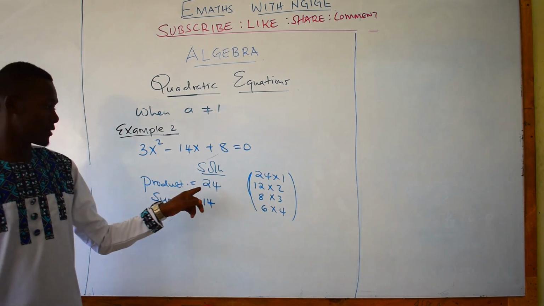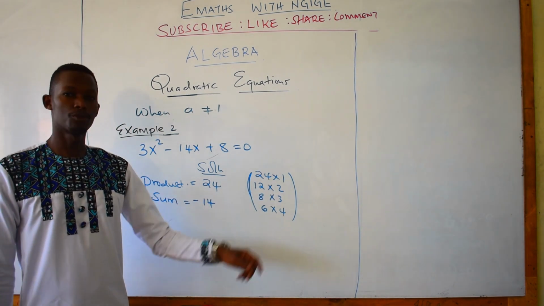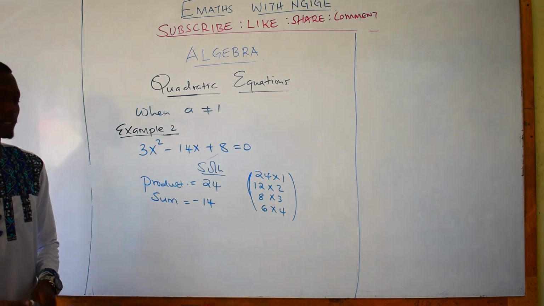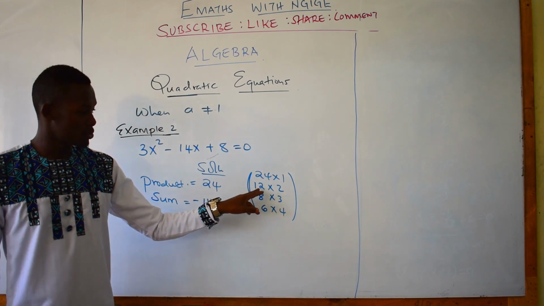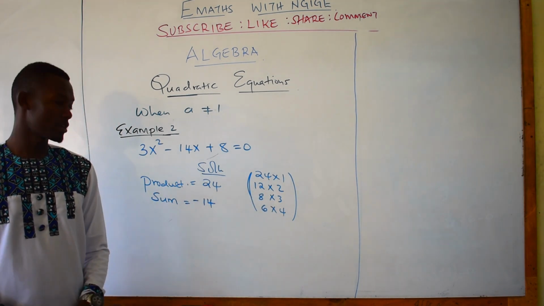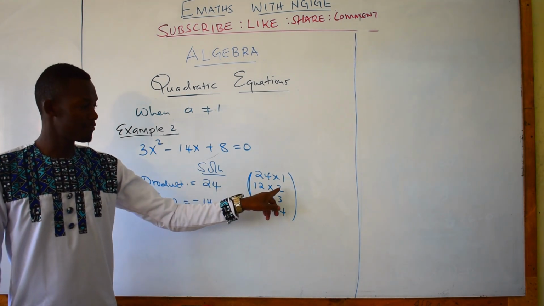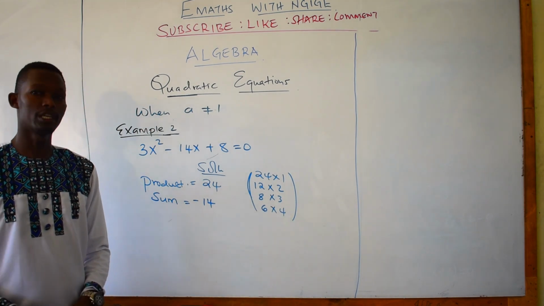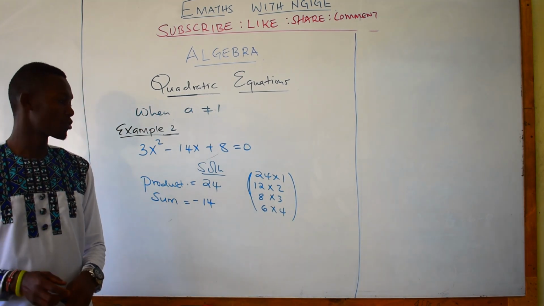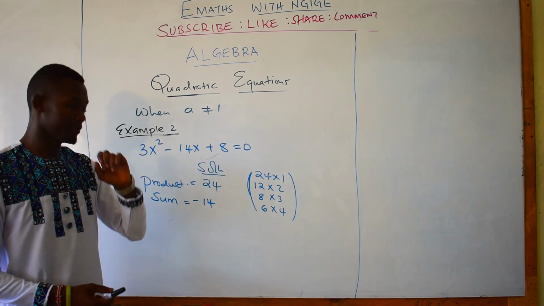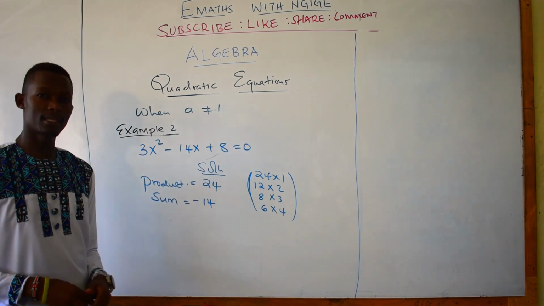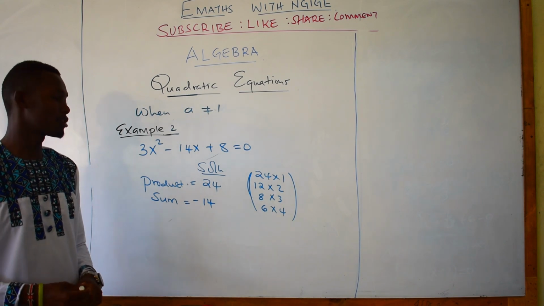So let's take the first one, 24 times 1. 24 times 1 is 24, but when you take 24 plus 1, it doesn't add up. Now 12 times 2 gives you 24, then 12 plus 2 gives you 14. But now we need a solution which is negative. Now let's negate one of them or the two of them.